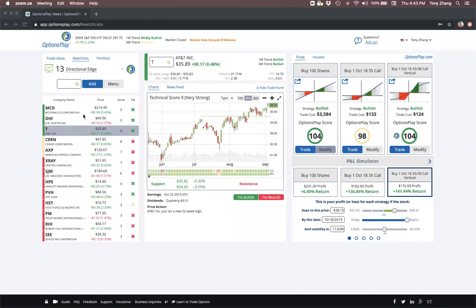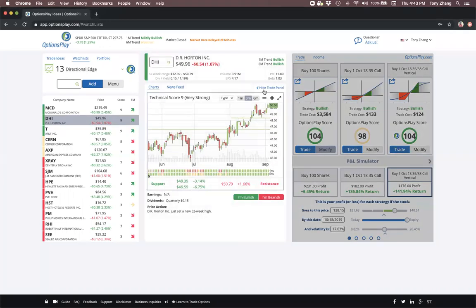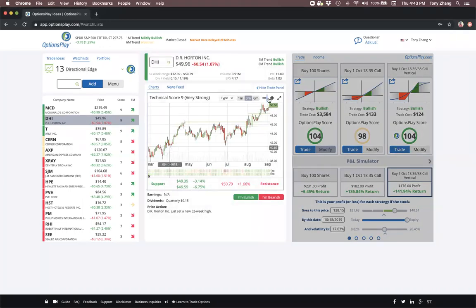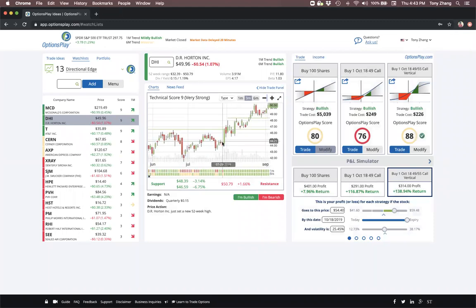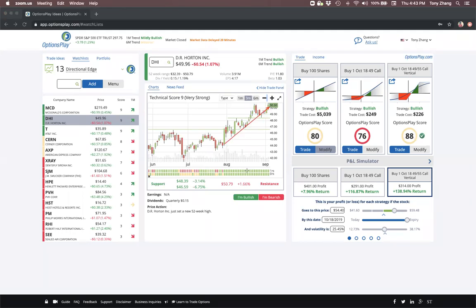Let's look at DR Horton. Same thing, as you can see, strong, consistent stock. This trend has been bullish since late July, and notice how the stock has really moved that whole time, and the trend indicator has remained green that whole time with a technical score of 9, telling me not only is the stock exhibiting bullish trends, it's also relatively strong compared to the overall market. So you want to not just look for trend strength, you also want to look for relative strength.